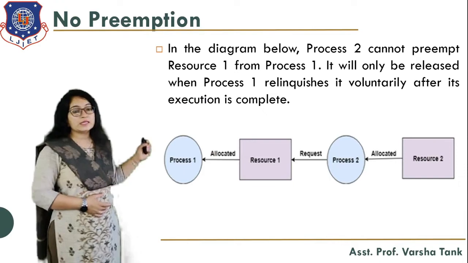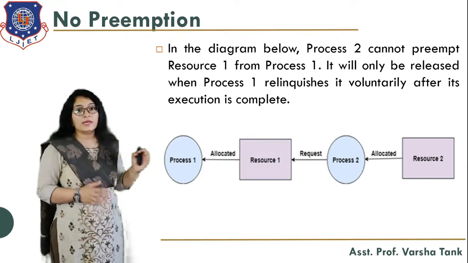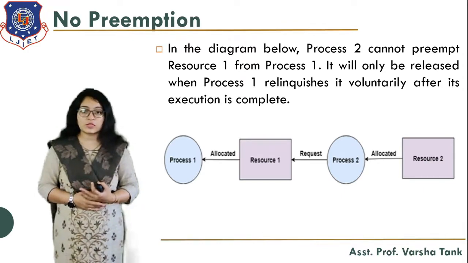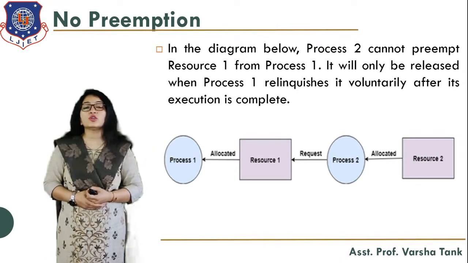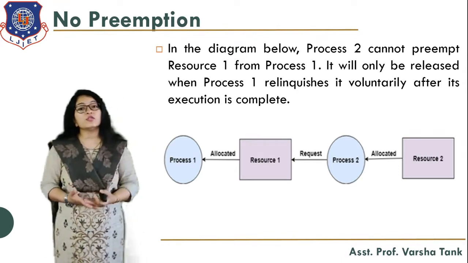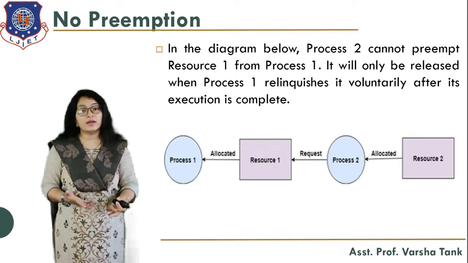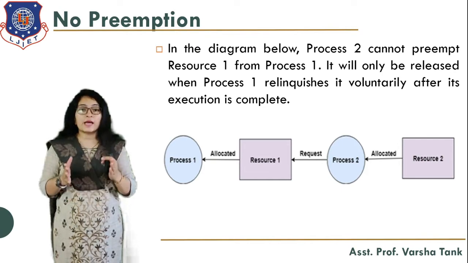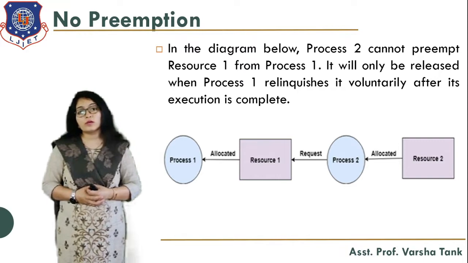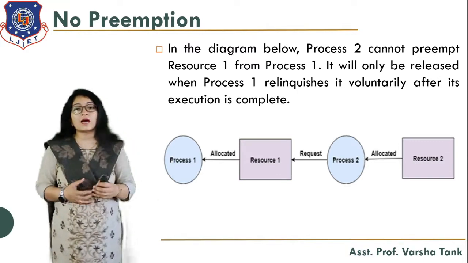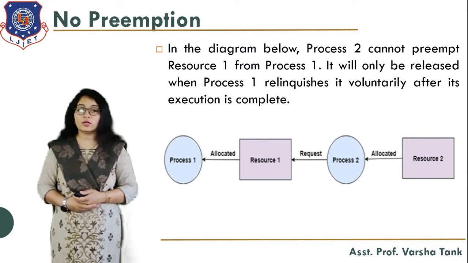So here you can see in this diagram, process 2 cannot preempt the resource 1 from the process 1. It will only be released when process 1 relinquishes, that means it will finish its work voluntarily after its execution is complete. Then and only then we can assign this resource 1 to process 2. Otherwise, we cannot assign resource 1 to process 2. So process 2 must wait until it gets resource 1. Okay, so this is what no preemption is.